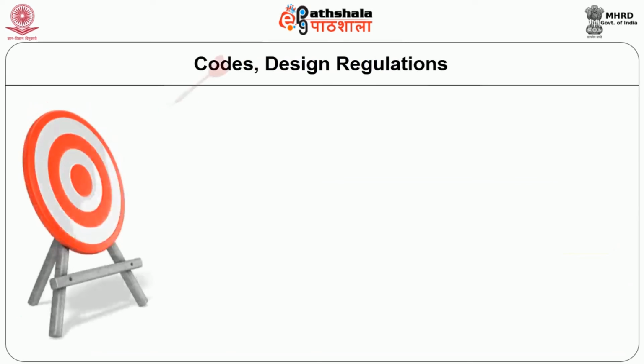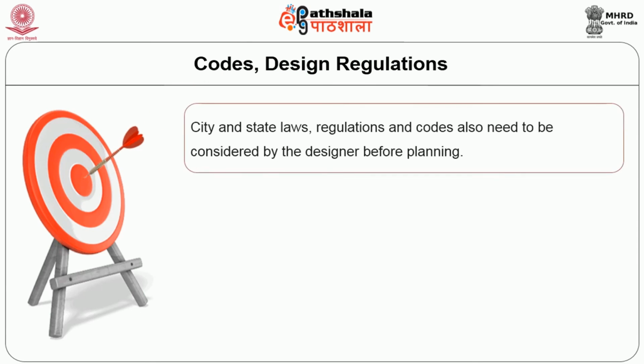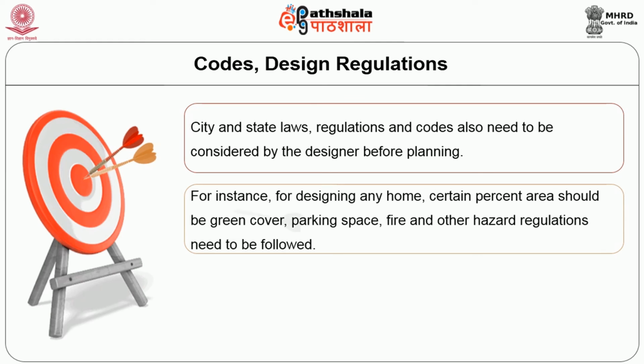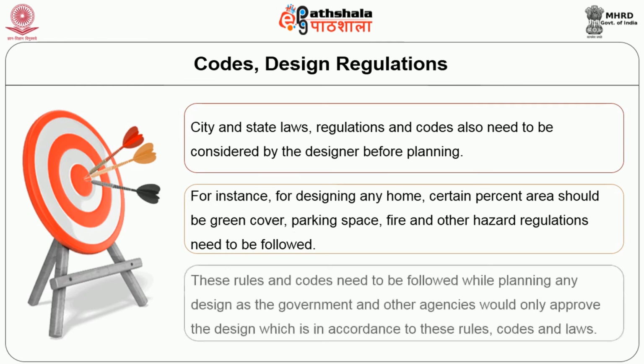The sixth one is codes, designs, regulations. City and state laws, regulations and codes also need to be considered by the designer before planning. For instance, for designing any home, a certain percent of area should be green cover, parking space, and fire and other hazard regulations need to be followed. These rules and codes need to be followed while planning any design, as the government and other agencies would only approve the design which is in accordance with the rules, codes and laws.